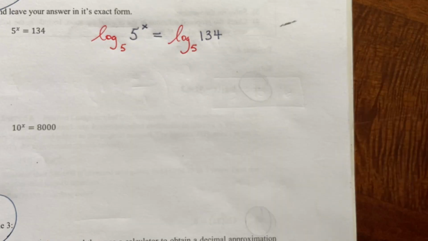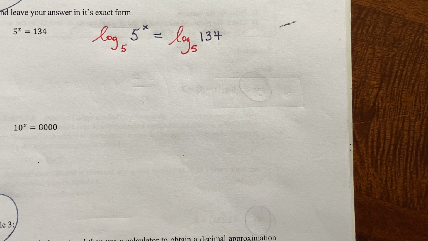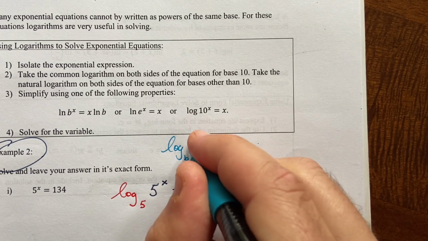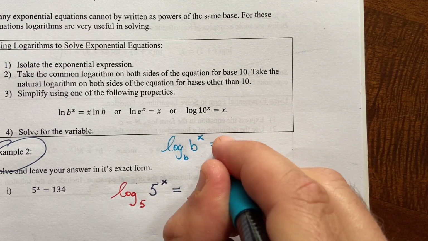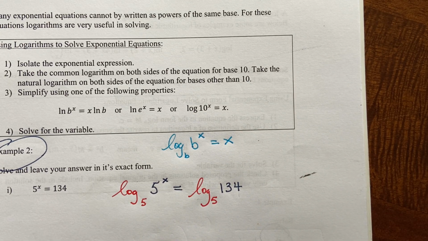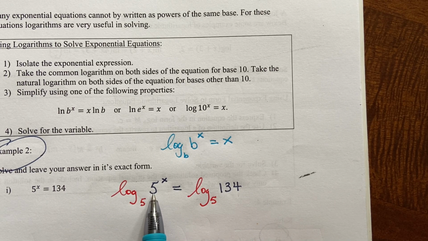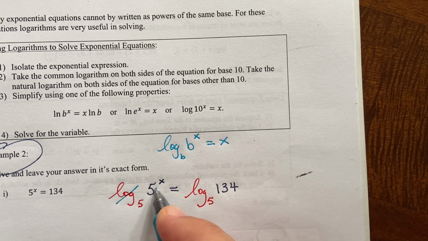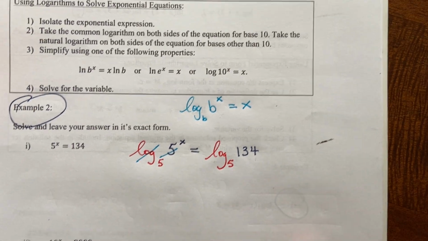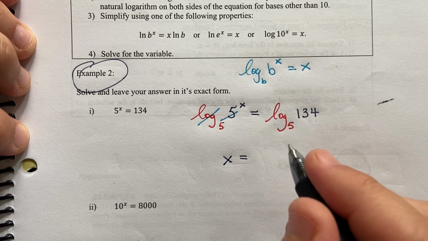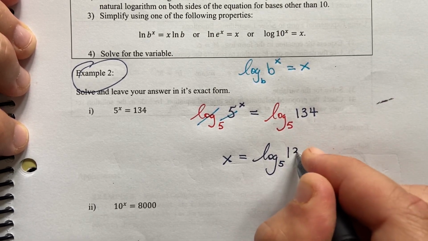So there's a property that's going on. Let me write that property here. If you have log base b of b to the whatever, then that's equal to the whatever. And that's our important logarithm property. That is really what allows us to solve a lot of exponential equations. So when I have log base 5 of 5 to the x, these actually completely cancel out. And what I'm left with is x, that's the only thing left over here, just the x, equals log base 5 of 134.